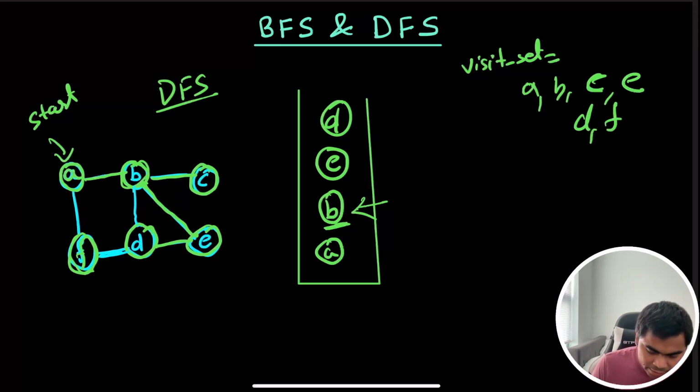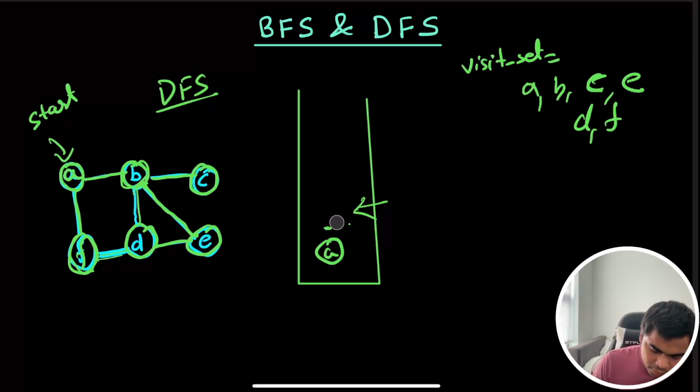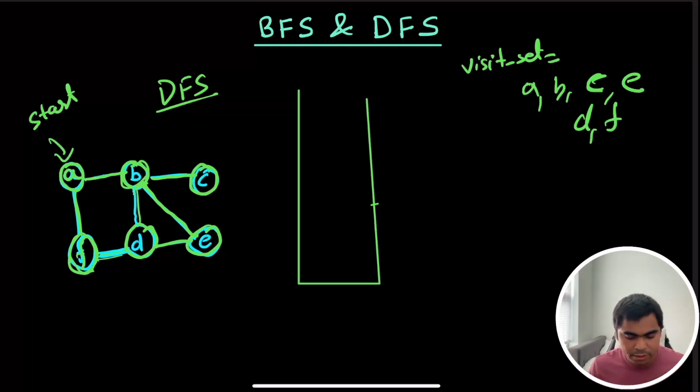Now does D have any unvisited neighbors? No. We cannot choose this because it is already visited. So this is all covered. I will pop D because it doesn't have any unvisited neighbors to explore. Then E also doesn't have anything, so we're gonna pop this off. Then we come back to B, and we pop this off because it also doesn't have any, and then we come out of this stack. Now our stack is empty. We have explored all the neighbors. So that's how you do it.